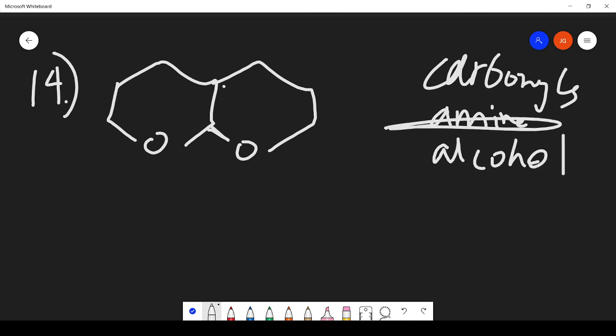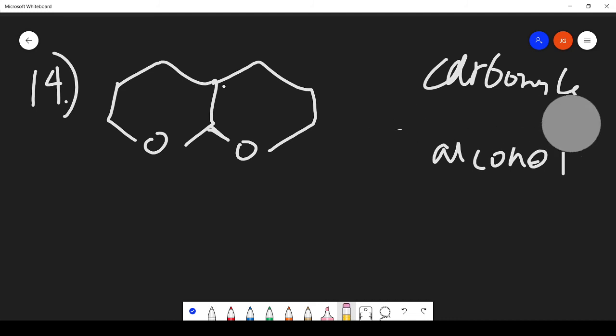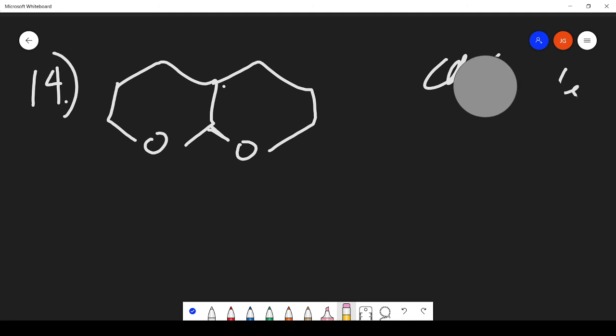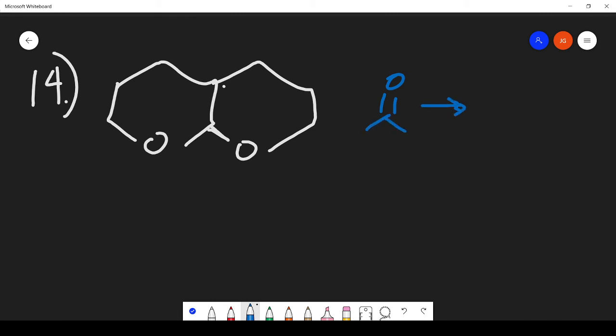Now, I'm just going to tell you right off the bat, there's no amine involved here. There's no nitrogen involved. So we're starting off with carbonyls and alcohols, rather. We're going to need both. And remember the acetal general formula that we saw earlier. So I'm going to draw that out again. Remember we went from a ketone to an acetal using ROH.